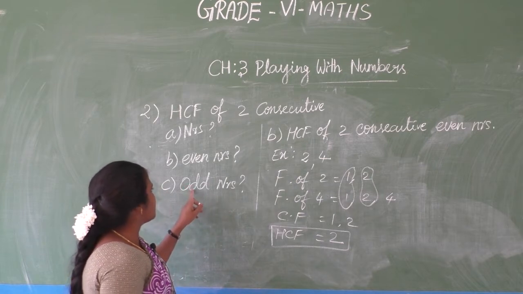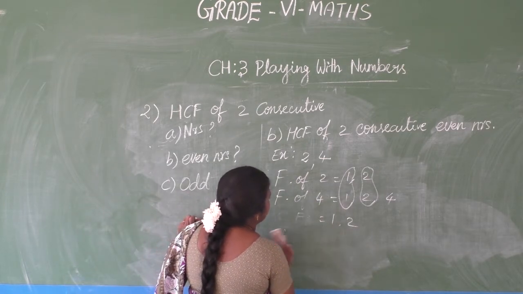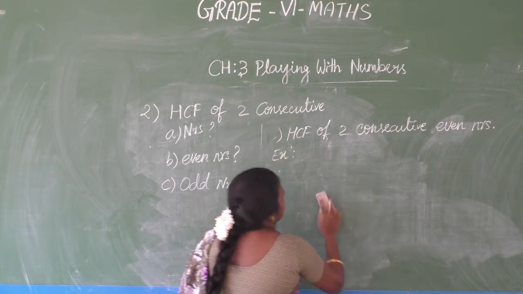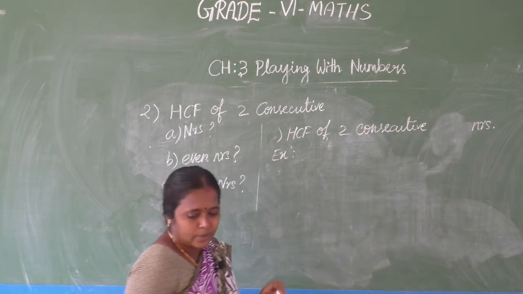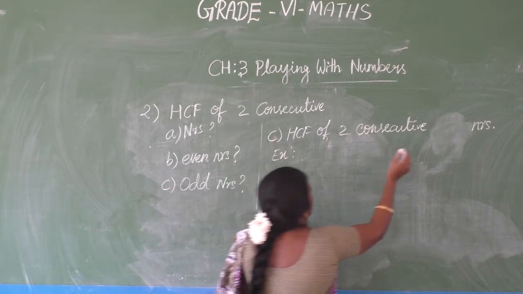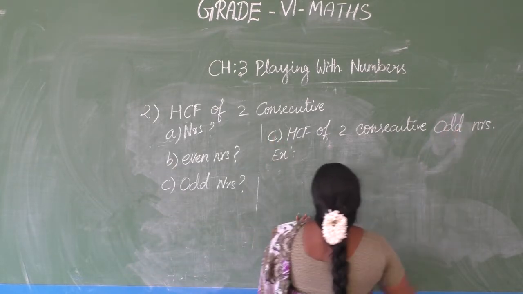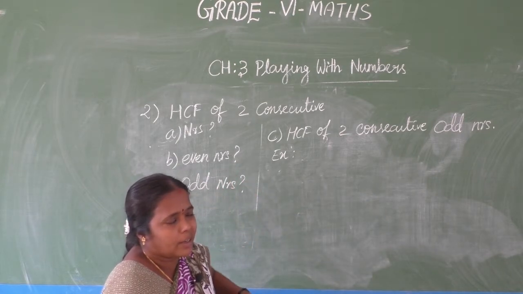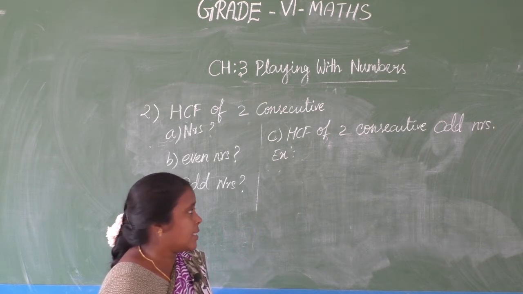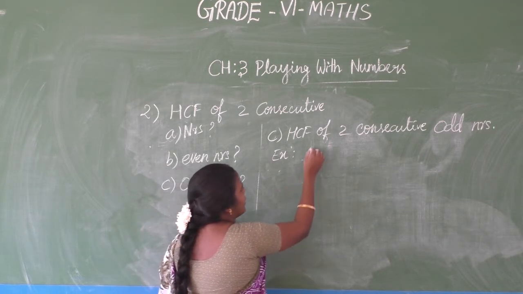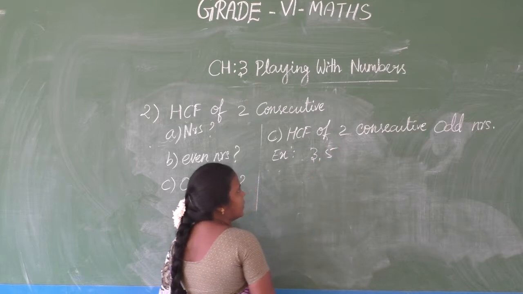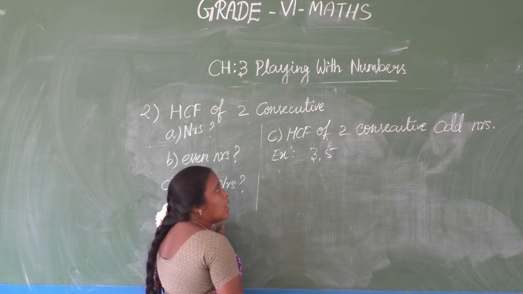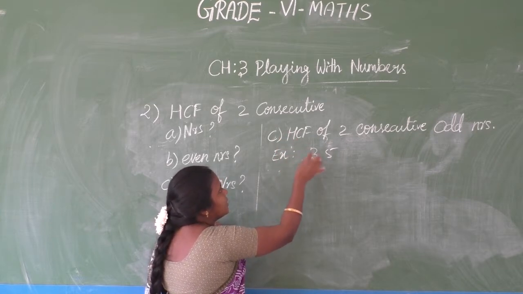Okay. Now what comes for odd? We will check. Odd numbers. What are the odd numbers? 1, 3, 5, 7, 9. These are odd numbers, etc. In that, for example, I am taking here 3 and 5. Both are consecutive odd numbers. Now we will find this HCF.